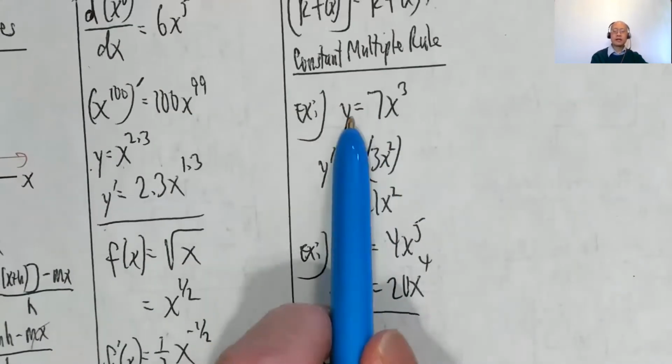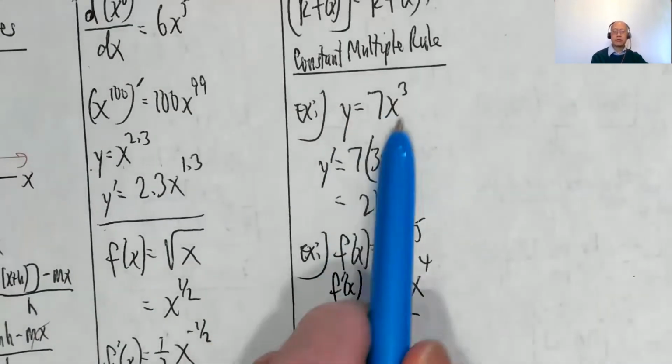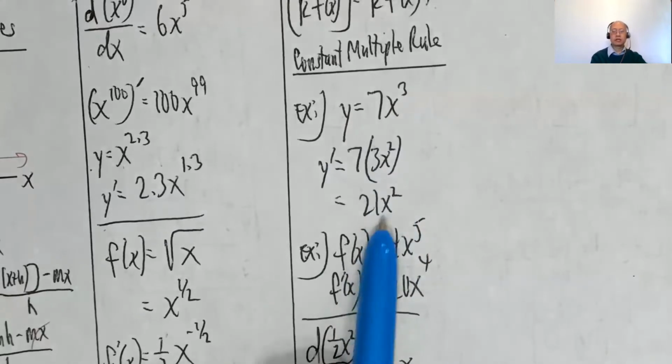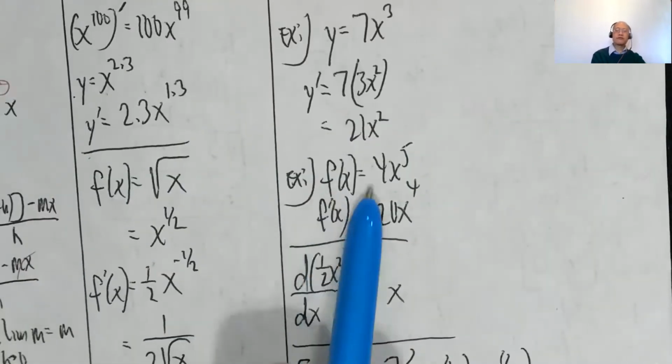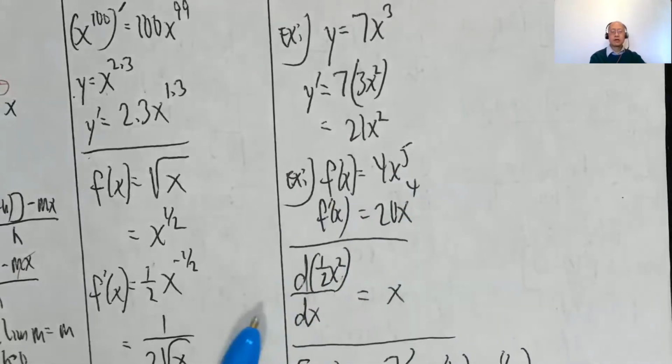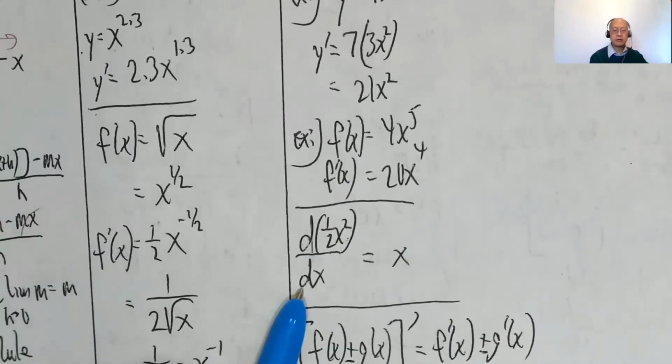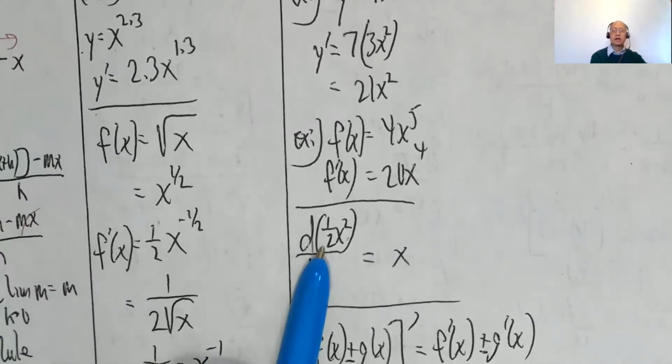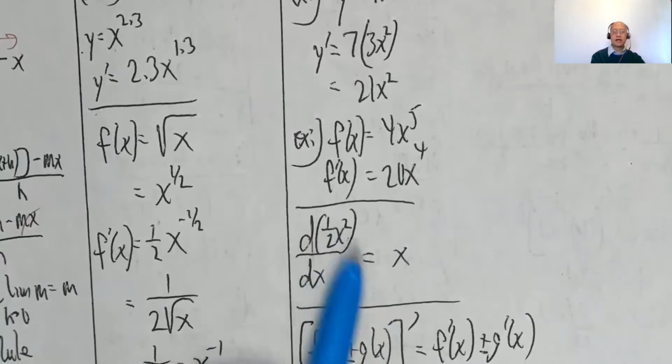So a shortcut for something like this is just go 7 times 3 is 21, subtract 1 here, 21x squared. Another example, f of x is 4x to the 5th. Just go 5 times 4 is 20, x to the 4th power. Okay. d/dx, the derivative with respect to x of 1/2 x squared, is just x. 2 times 1/2 is 1. Coefficient of 1 means don't even write it, and then x to the 1.